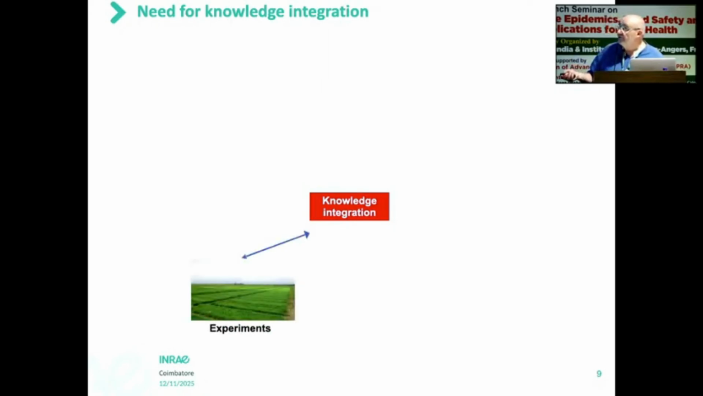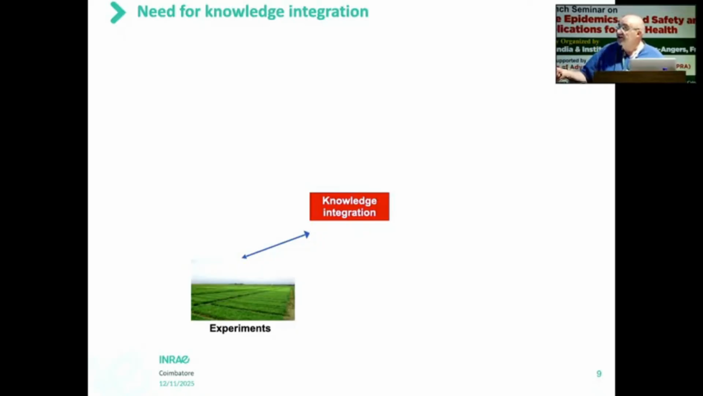Now let's think about where we have knowledge to produce some advices or information for farmers. The first source of knowledge are experiments. Either it can be in the field or in the greenhouse or in the lab, but you set up a protocol, you set up an experimental plan, and you have data set.